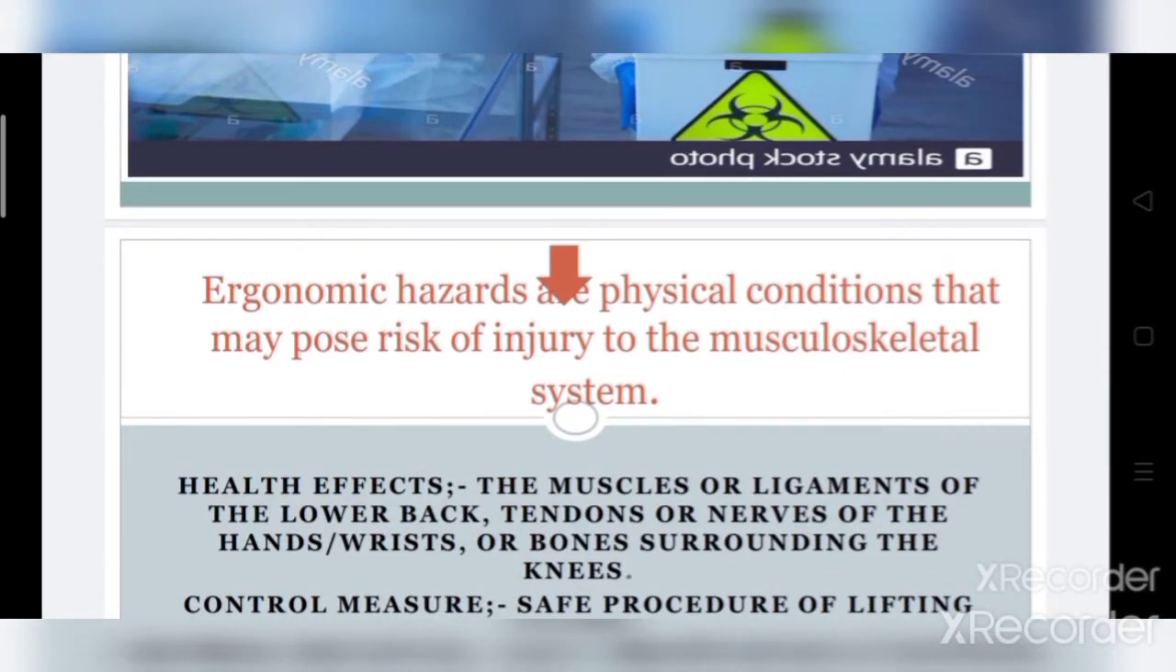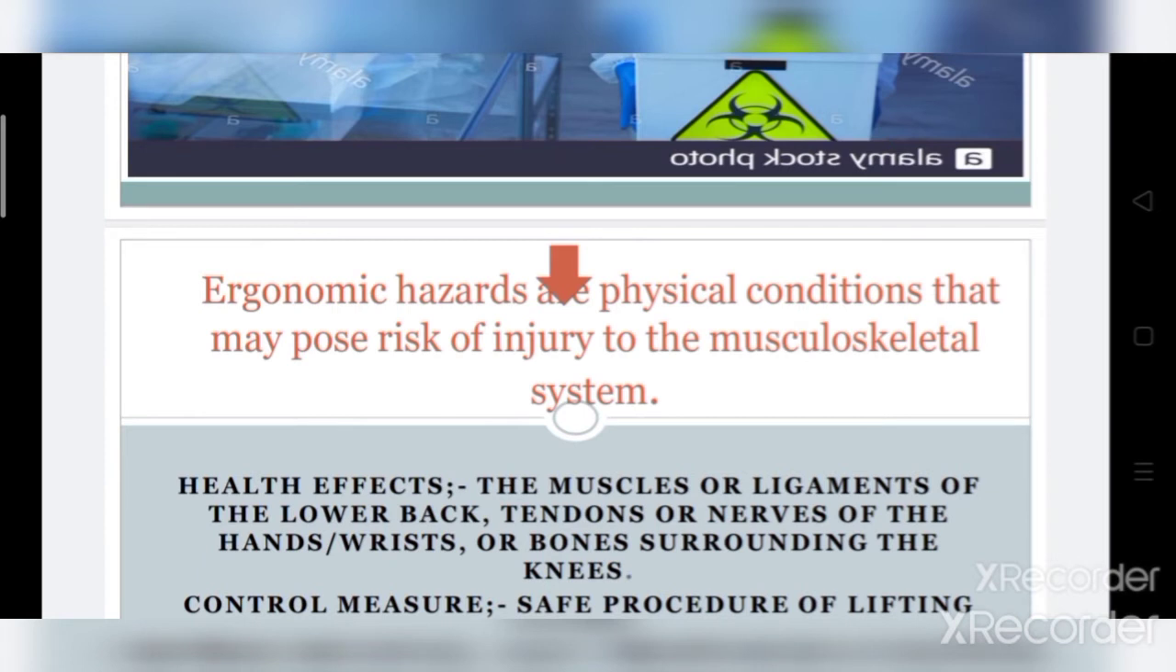Next is ergonomic hazard. You know that ergonomics is a physical condition that poses risk of injury to the musculoskeletal system.